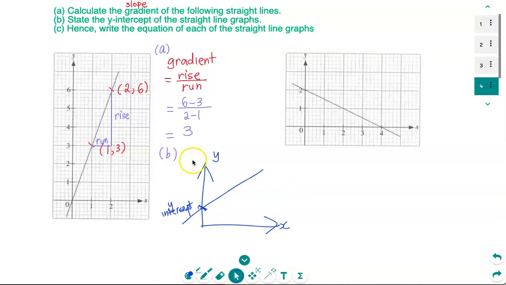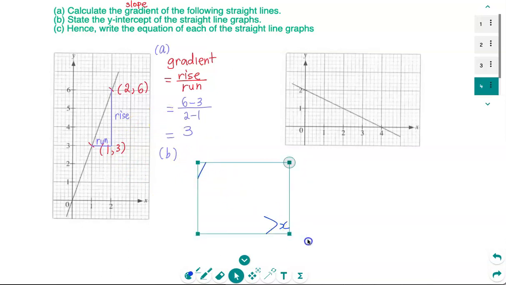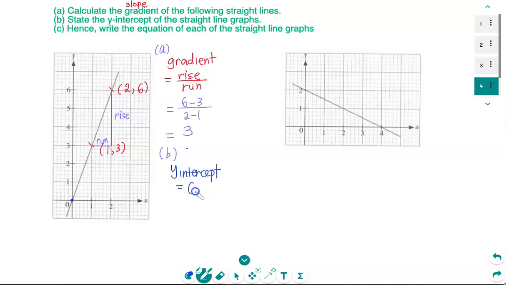Okay, so let's connect this to the graph that we're supposed to look at. What will be the y-intercept for this graph? This straight line cuts the y-axis at this point here. Alright, which means that the y-intercept is equals to 0.